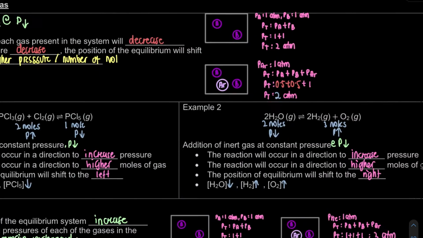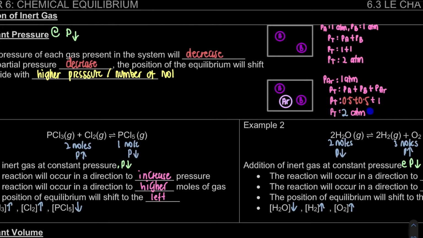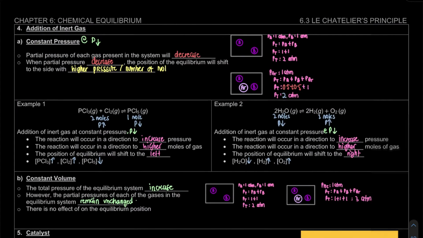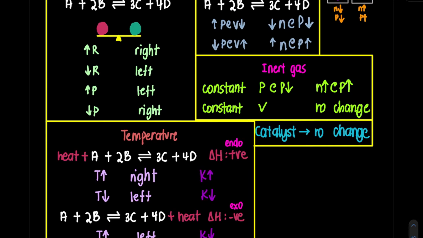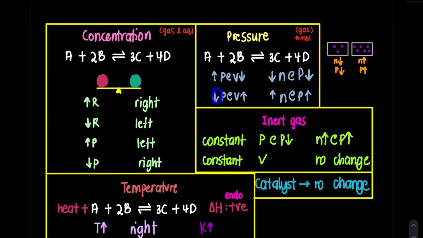Why? I explained this a lot in the previous video where we did the calculation. But in this summary, we act as if we decrease the pressure. When we decrease the pressure, same as before, the system will counter back by trying to increase the pressure, so it goes to the higher number of mole.